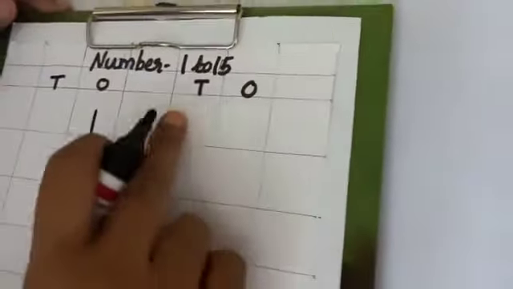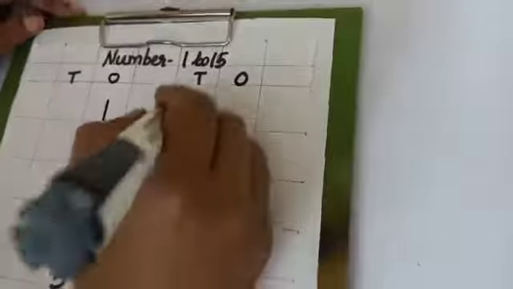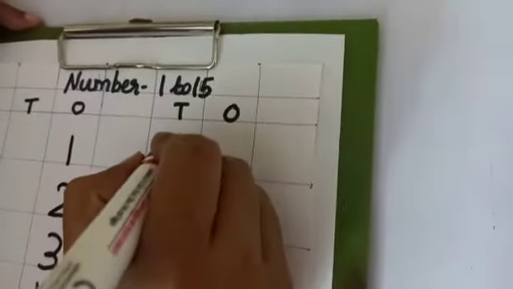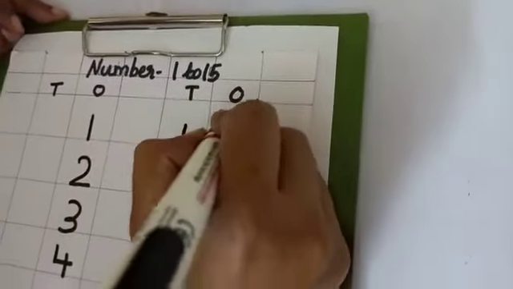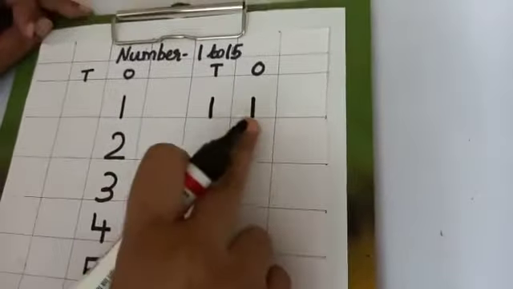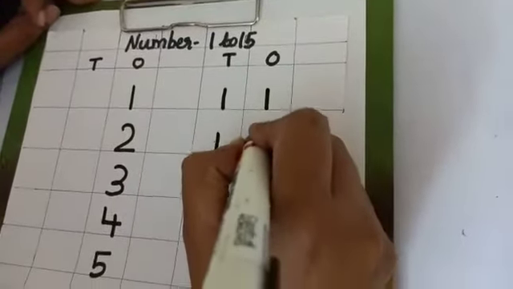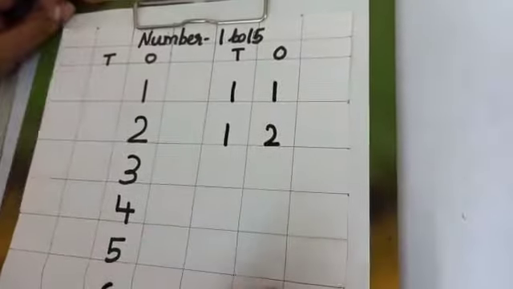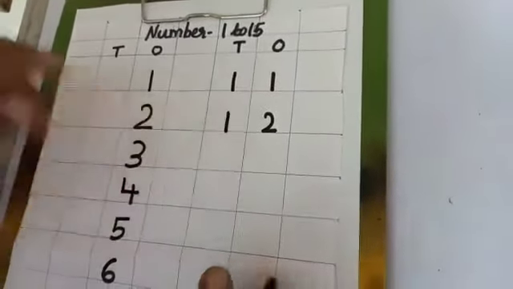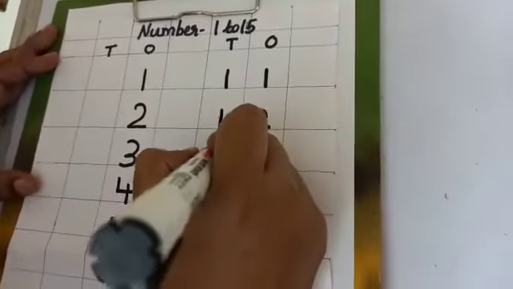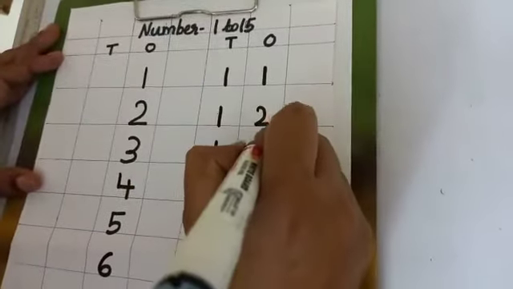Now here we'll start 11 to 15. So how do we write 11? 1 1, 11. 1 2, 12. 1 2, 12. 1 3, 13.